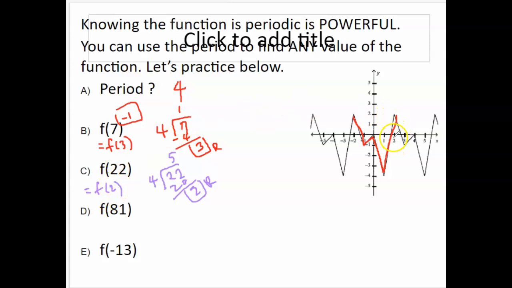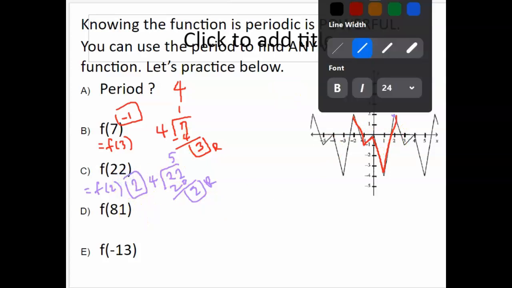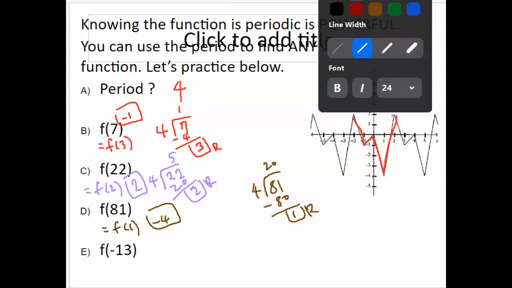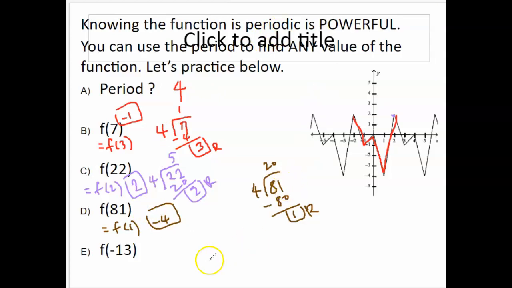So what is f of 2? What y value when x is 2? Right here, y value is 2. So this one, the answer is 2. Are you guys getting the idea? All right, next, f of 81. So I'm going to do it over here. 81 divided by 4. 20, I got 80, we subtracted, we get a remainder of 1. So that means f of 81 is equal to f of 1. f of 1 is what? x value 1, y value is -4. So the answer is -4.